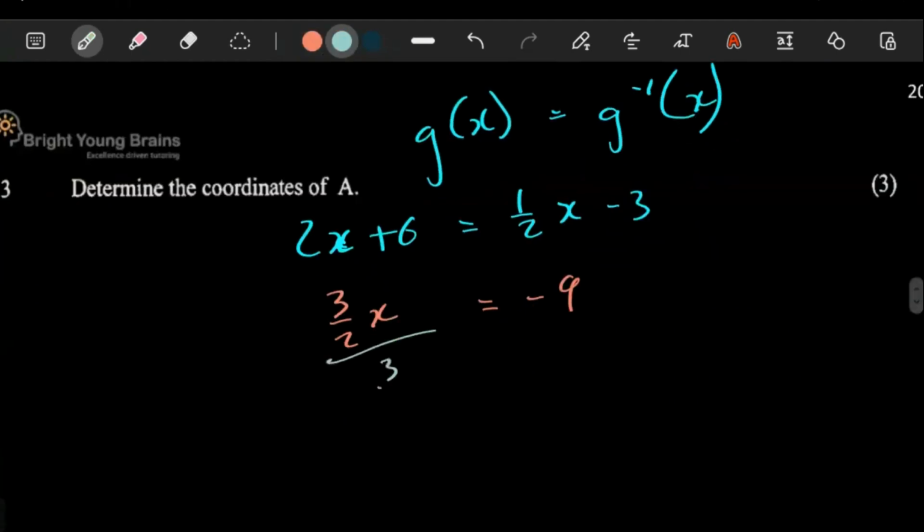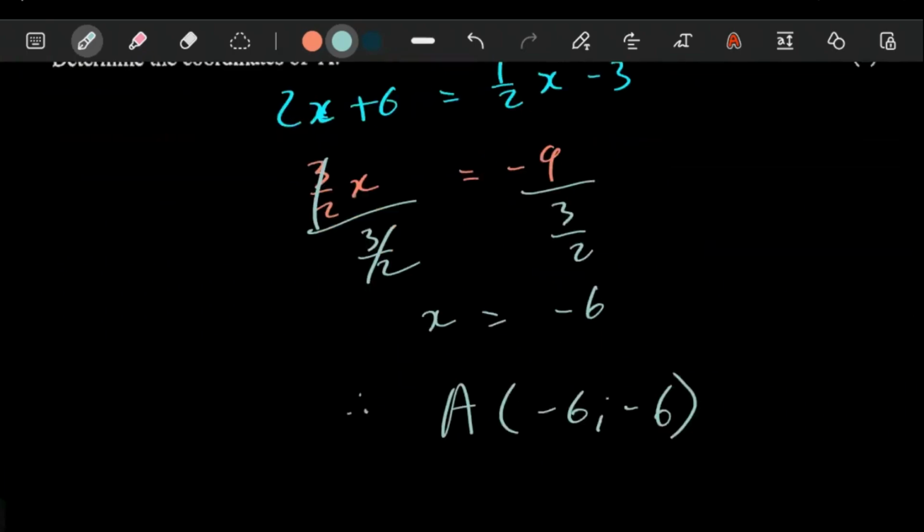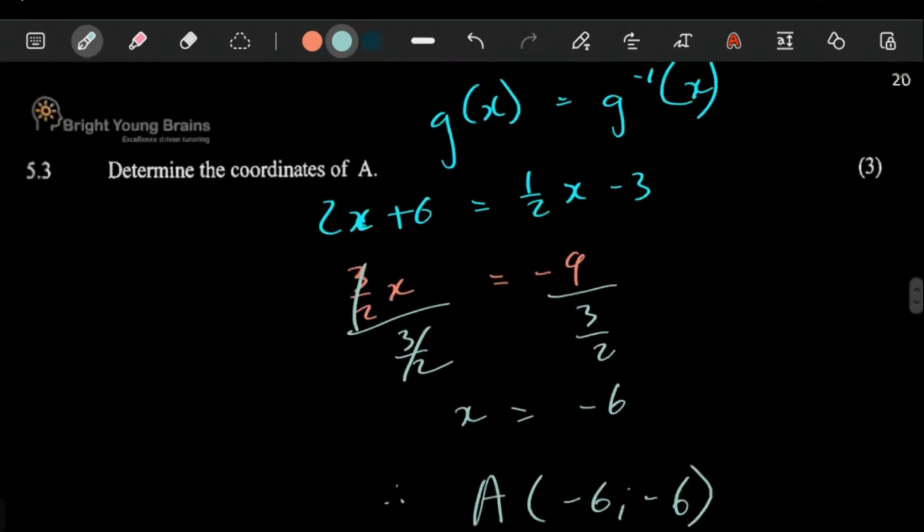If you divide both sides by 2, your calculator is going to give you, what is this now? Is it like a negative 3? No, it's like a negative 6. So since the x value is the same as the y value, the coordinate of A is just (-6, -6). So you don't have to worry about anything over there. Nothing crazy, nothing major. Moving on from here, we have 5.4.